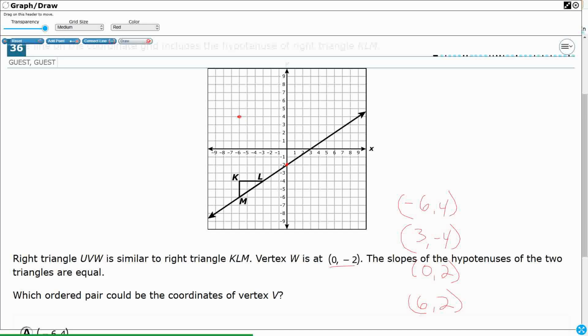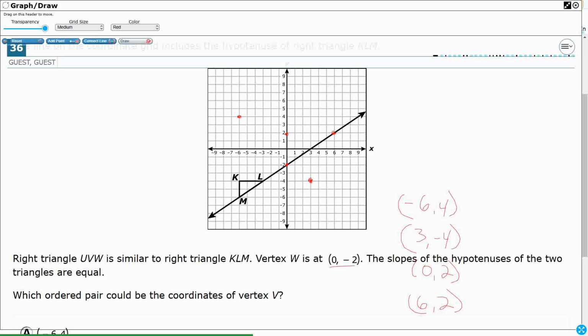I'm looking at 3, -4. I'm looking at 0, 2. And then I'm also looking at 6, 2. Okay, now, just plotting these points here, we notice that only one of them is actually on the line.